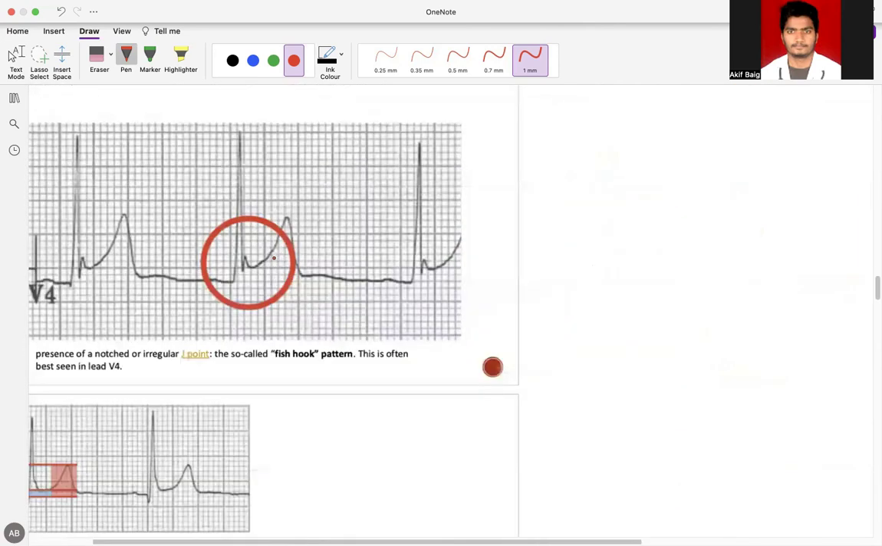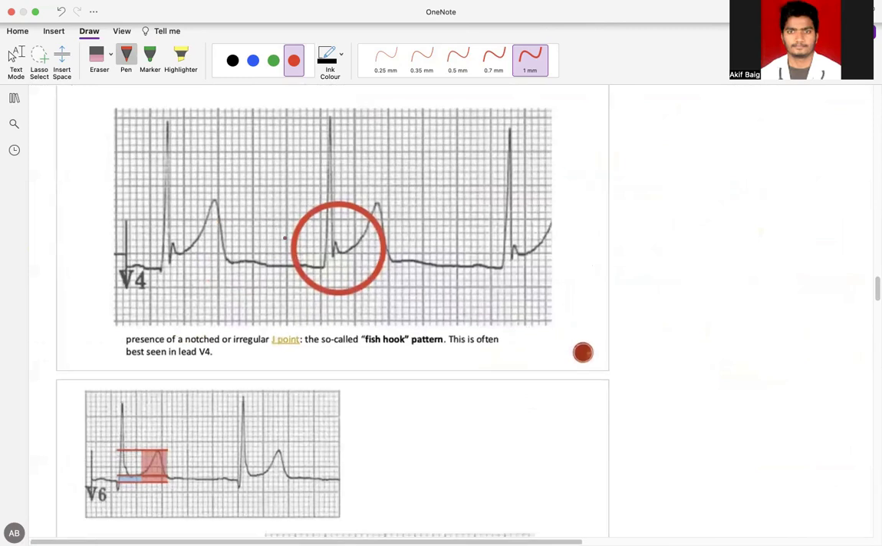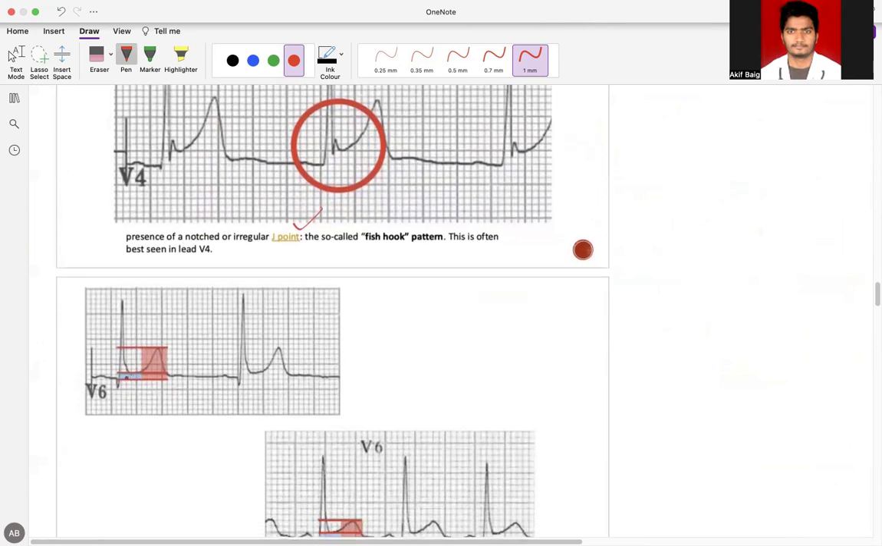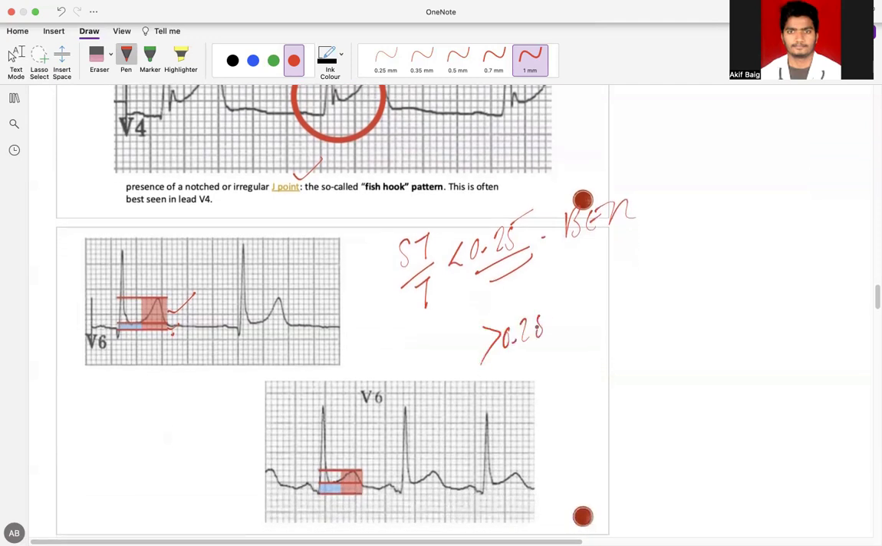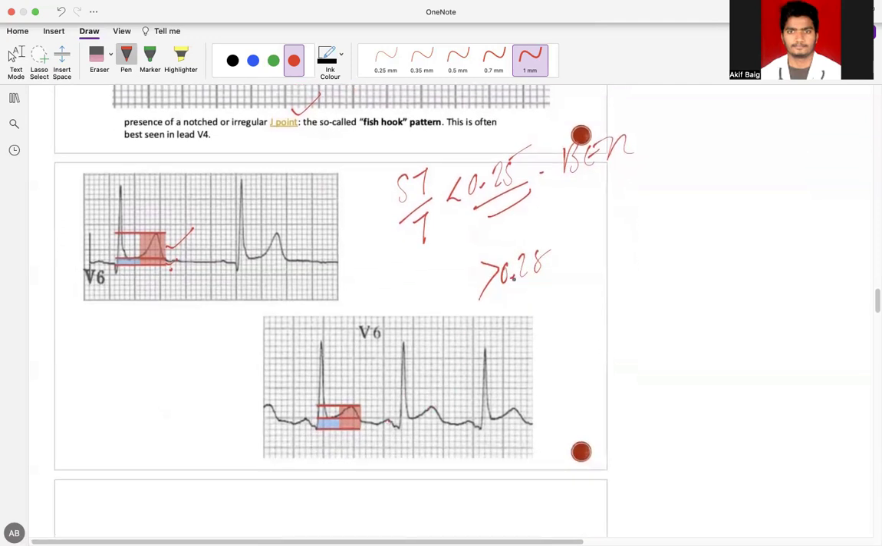So you can see here, this is a case of benign early repolarization where you can see the J point, which is also called the fish hook pattern. And you have to remember this is the ST segment elevation from the baseline. So this is the ST, and this is the T wave height. So ST by T wave, if it is less than 0.25, goes in favor of benign early repolarization, and if more than 0.25, as you can see here, the T wave is not that prominent, and this goes in favor of pericarditis.